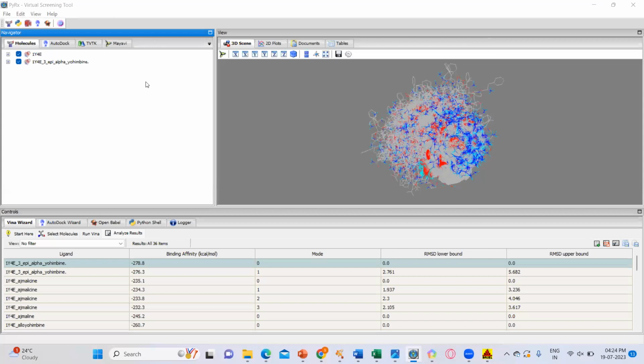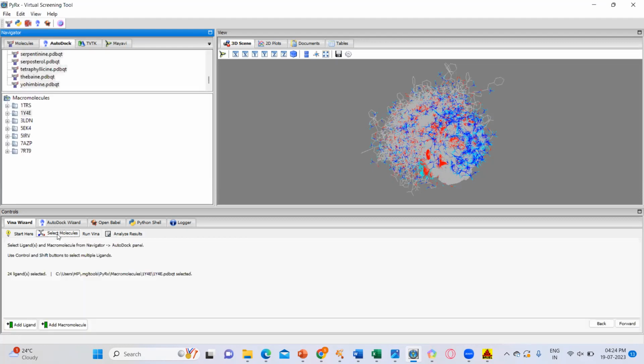Now, this is PyRx. Here, we have to add molecules, wherein we have to select molecules, and these are the ligands which I have already added over here. And these are the macromolecules which I have taken. On every run, we have to select all ligands at a time and select only one macromolecule for all the ligands. After that, we have to say forward.